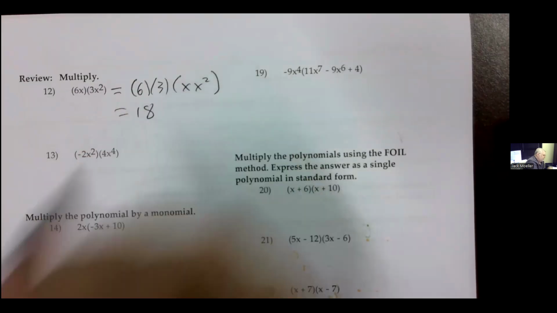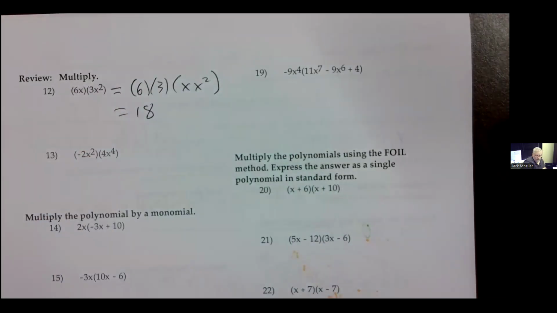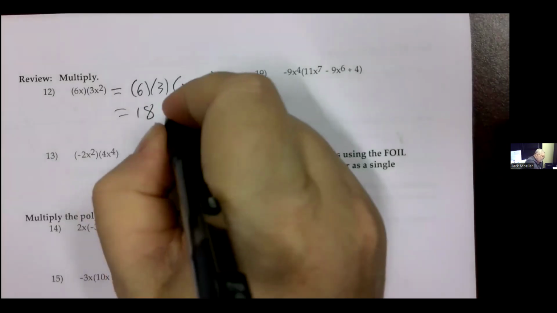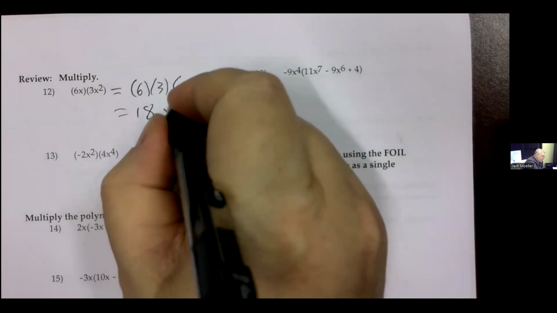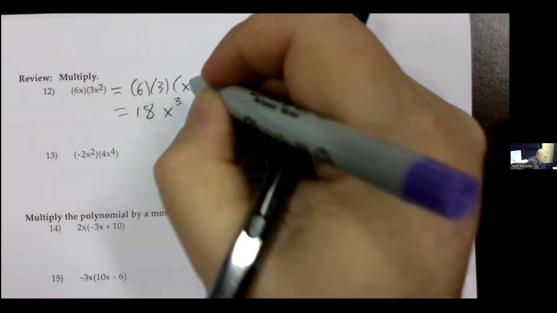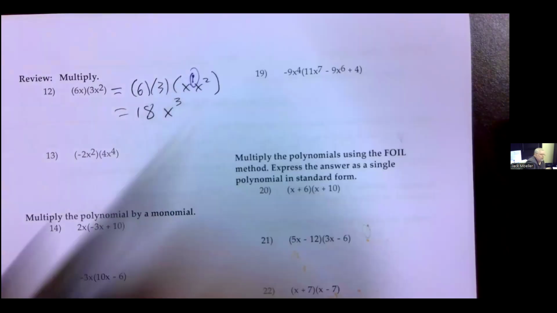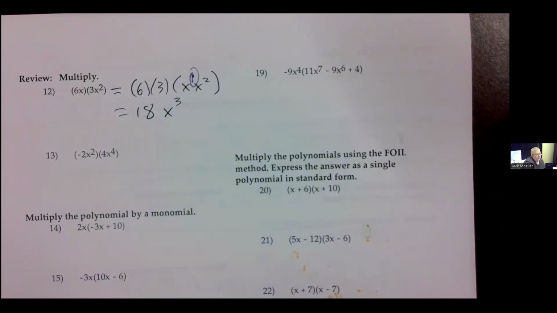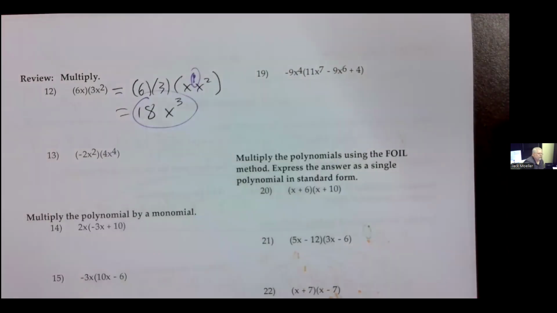That would give us 18. Now what is x times x squared? I have a feeling some of you might have said x squared, but it is x cubed. And the reason for that is if you have a variable that doesn't have an exponent written, it's understood to be 1. So particularly if you haven't done this well, you may want to put that 1 there just so you don't miss it. But we get 1 plus 2. That's where x cubed is coming from.